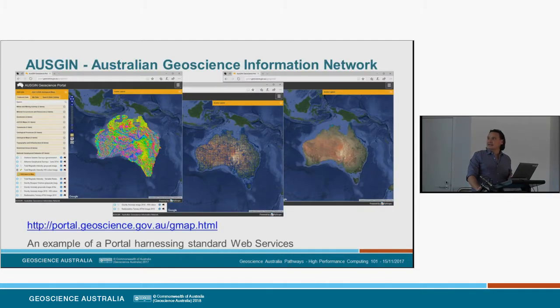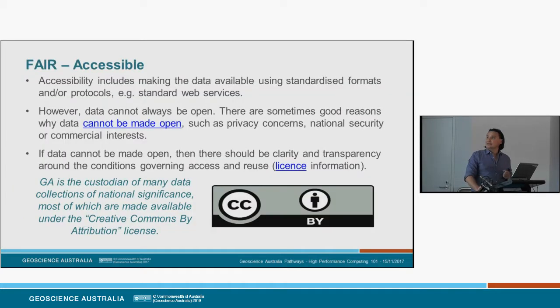And this is Ollie Raymond's AusGen portal, which actually uses CSW to find the data sets in not just our catalogue but some of the state catalogues as well, and it also accesses the data via web services. So that's an example of service-oriented architecture using web services. So accessible, the data should be available to people.